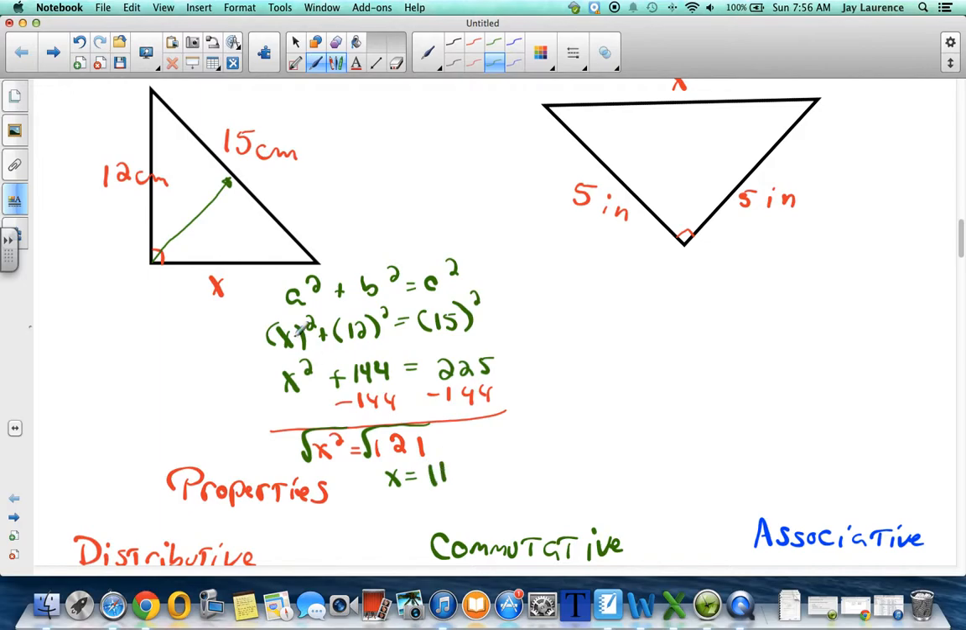Now it does have two square roots, but since we're talking about the side of a triangle, we can't have a negative length, and so we'll only use the positive answer.